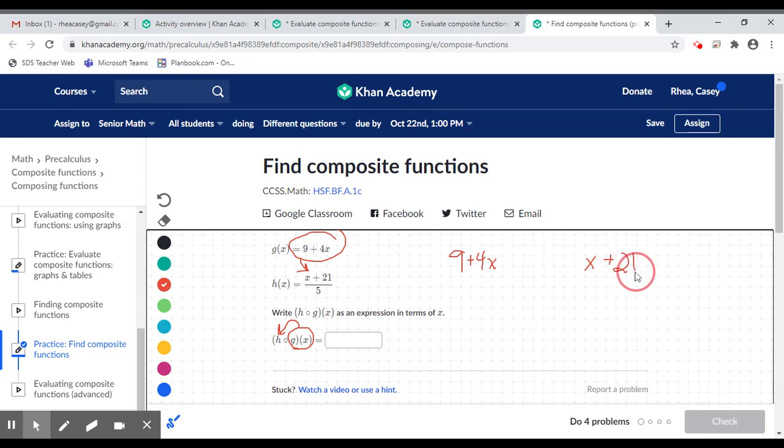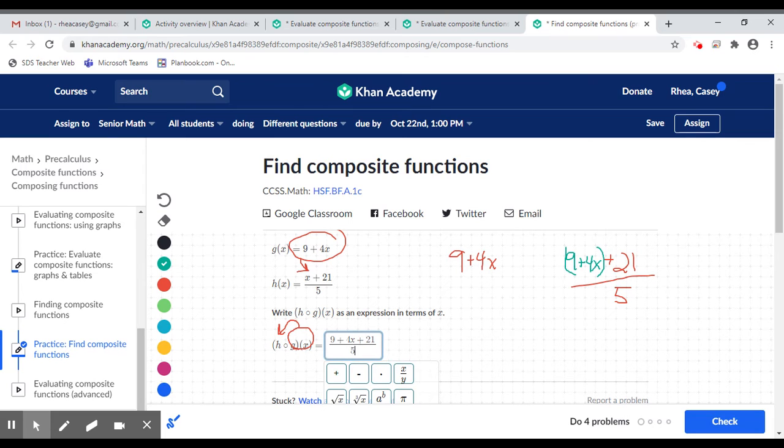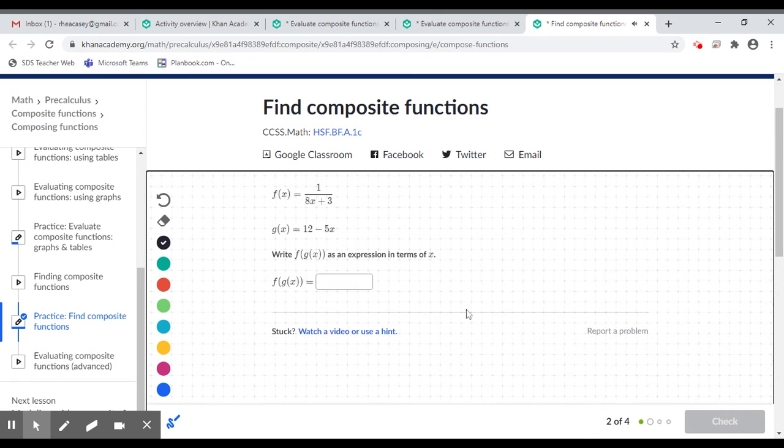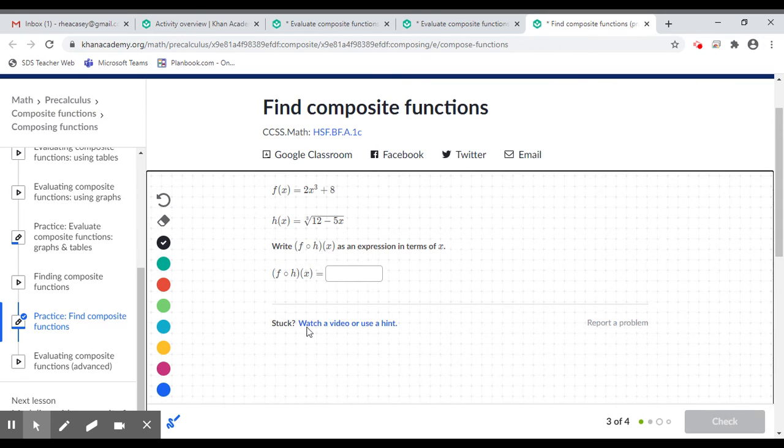So here's my two equations. I'm going to take out the x, and I'm going to substitute 9 plus 4x in there. Now, if you can simplify this, go ahead and do it, but Khan will allow you to just type it in just the way I did. So let me prove it to you. There you go. Let's do one more of these. Let's skip this one. Let's try this one. So now we're going to start with h.